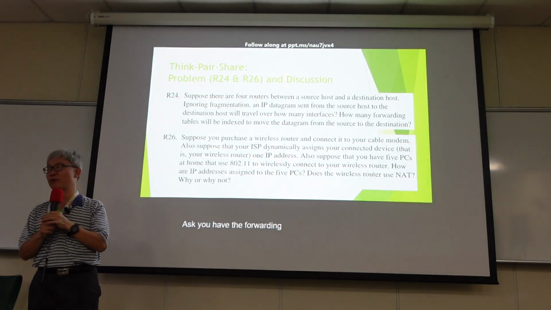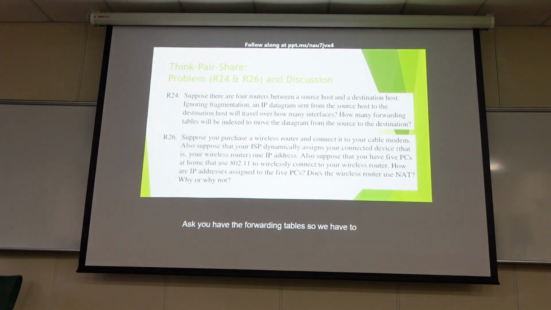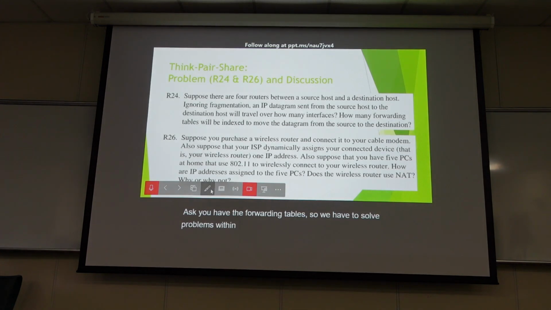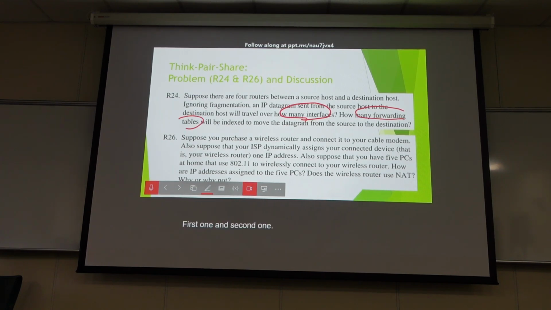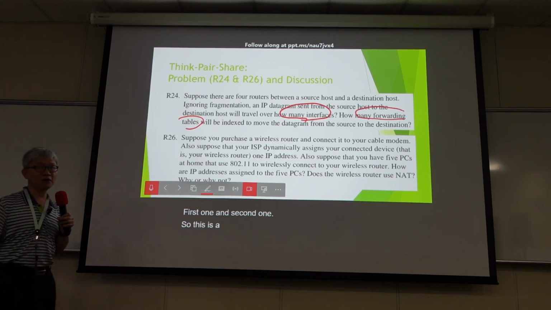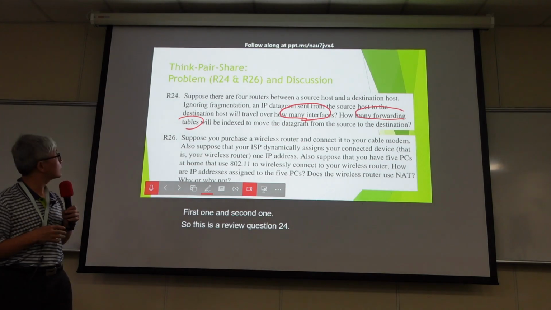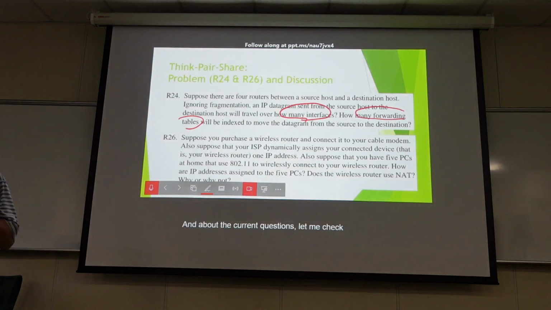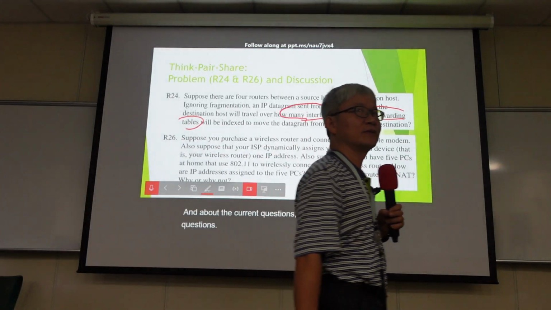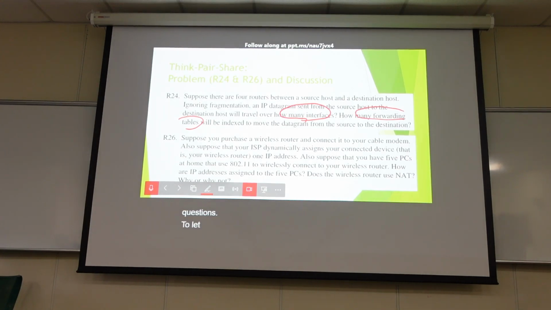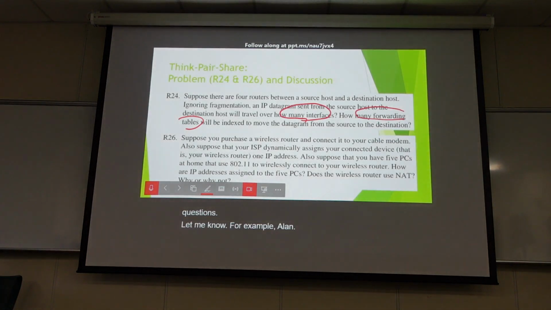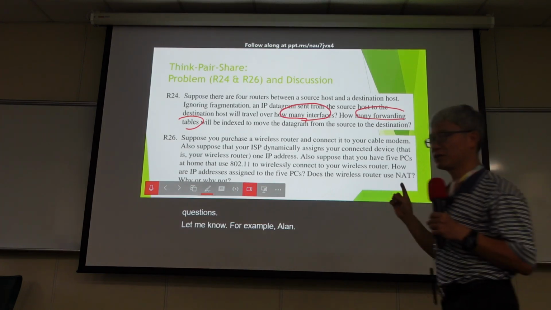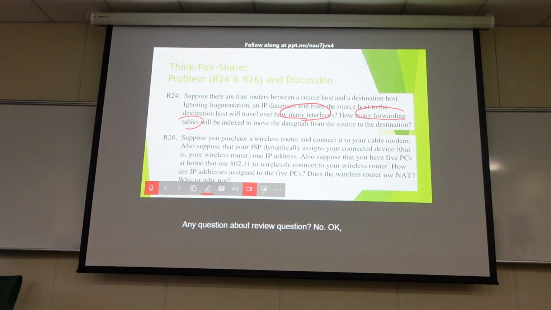So we have two sub-problems within the question, the first one and the second one. This is review question 24. About the current questions, let me check. Any questions? If yes, raise your hand to let me know. For example, Alan. Any question about the review question? No? Okay, thank you. So take a photo of the two questions first, and later I will switch.